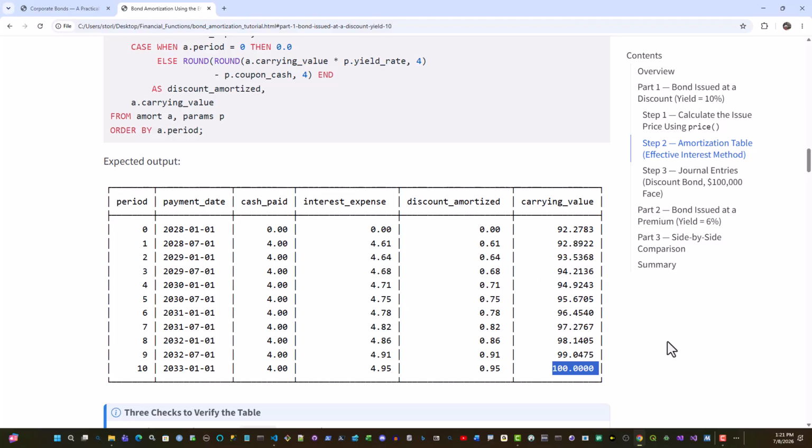So this number will increase, but what if it was sold at a premium? It would decrease down to 100.